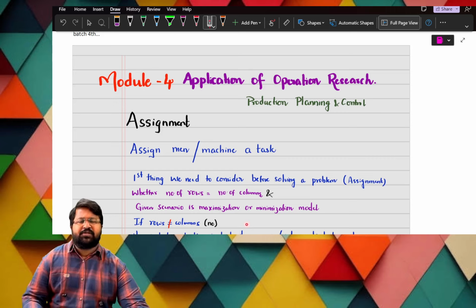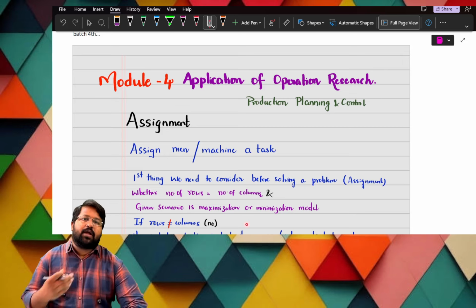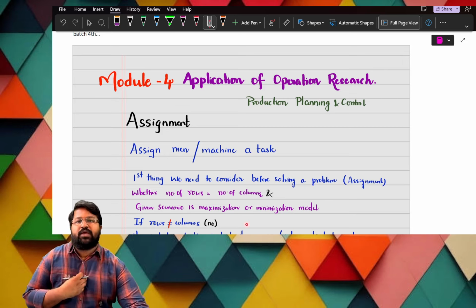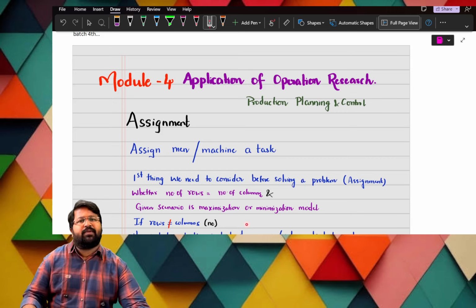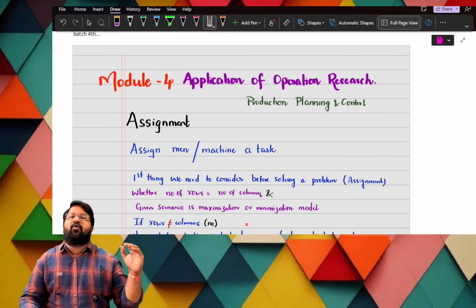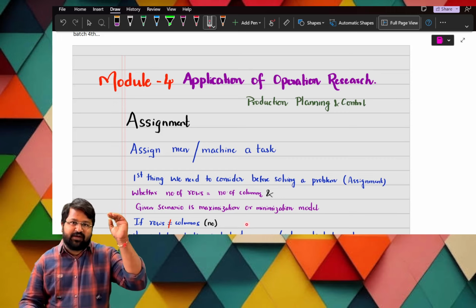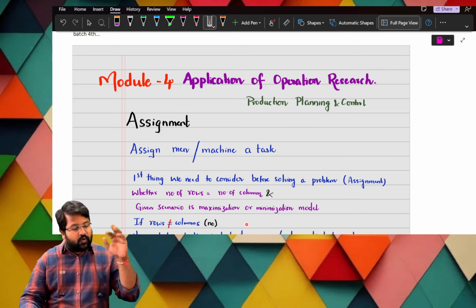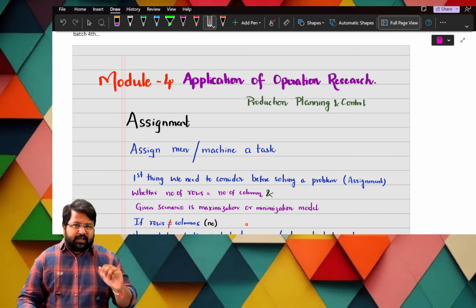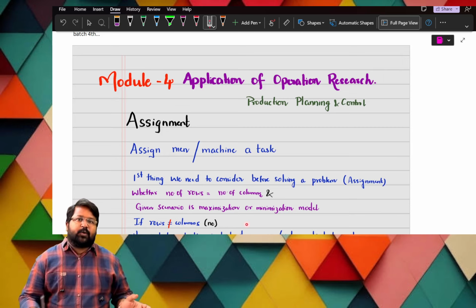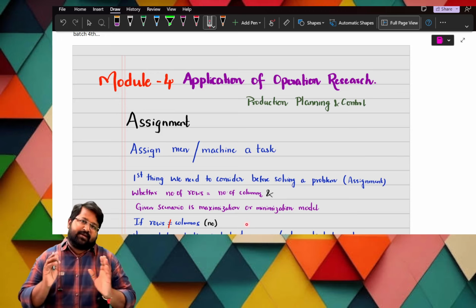What is the need of studying this? In OM, you need to think from the company point of view. From the company point of view, what is the main motive? Maximization of profits, minimization of cost. So the most important area is minimization of cost, and related to that is assignment.